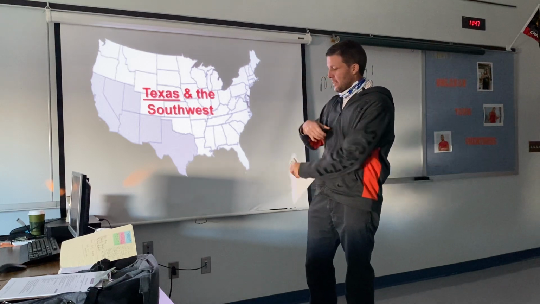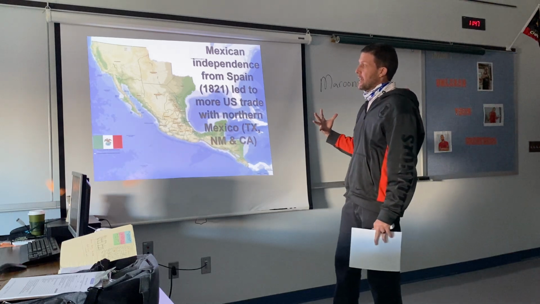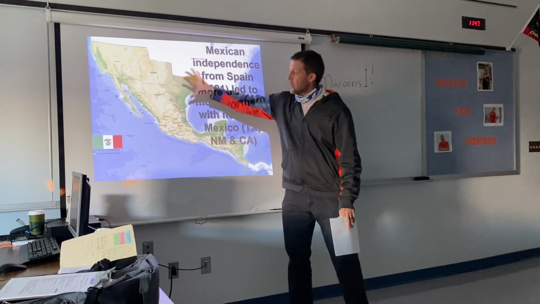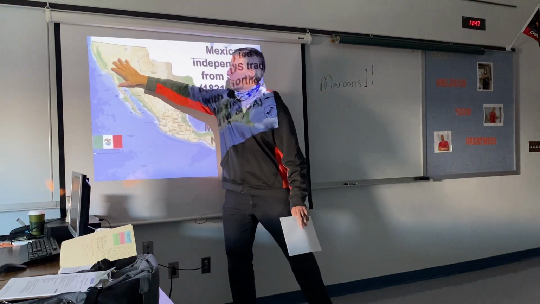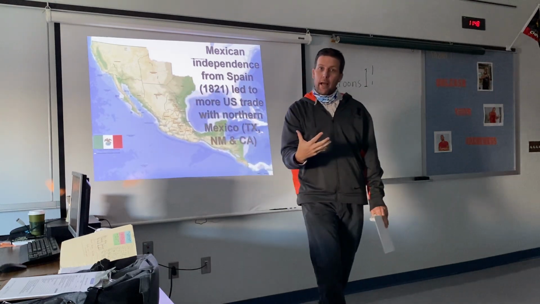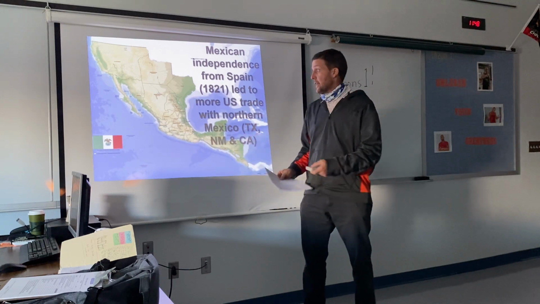So let's start with Texas and the southwest part of the United States. First thing you need to understand is Mexico is getting their independence from Spain. So you've got the country of Mexico here, and then up here is actually portions of the United States. So you got California, Colorado, New Mexico, all these areas, which were controlled by Mexico at the time, and eventually become a part of the United States, right?